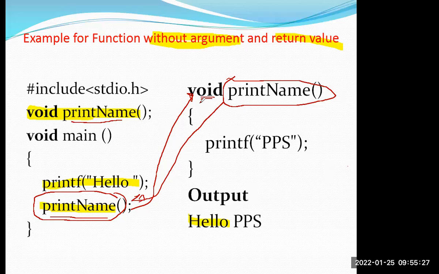Here, when we use void, it returns nothing. Simply it prints the PPS on the screen. After the hello, you are printing PPS on the screen. Once it executes, it comes back to the main program. Here you are not returning any value, only displaying. It is just one more call to a library function, which executes this statement on the screen. It will not return any value.